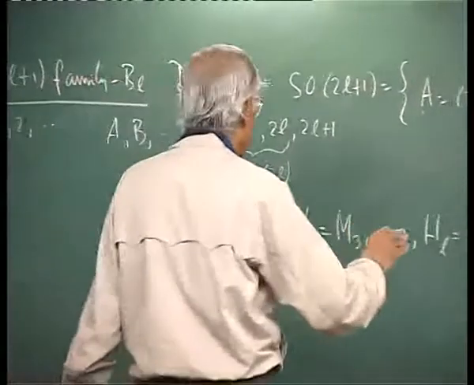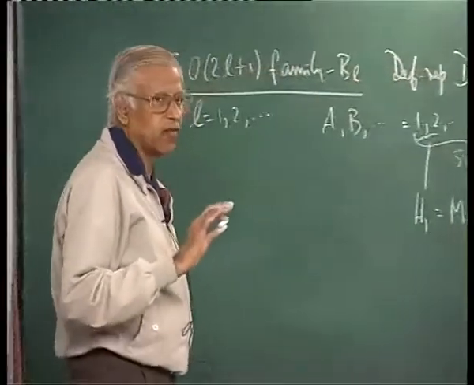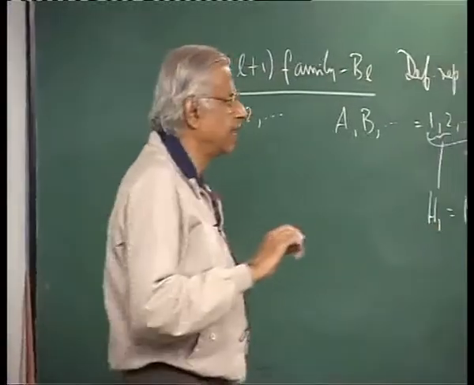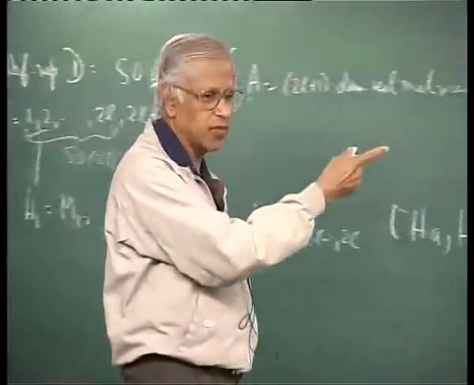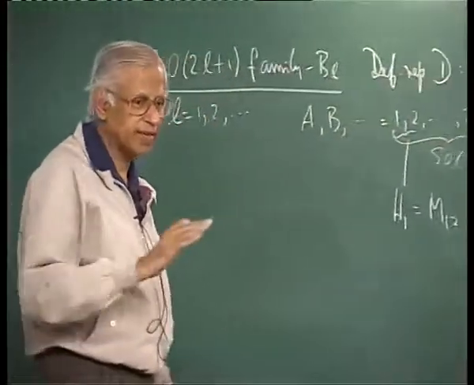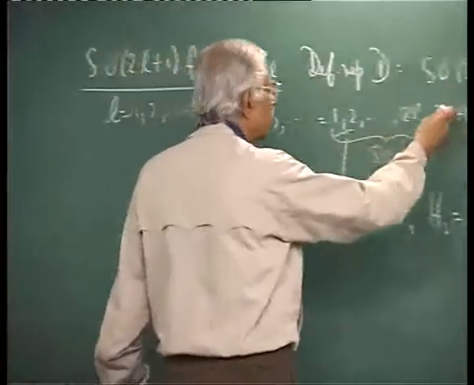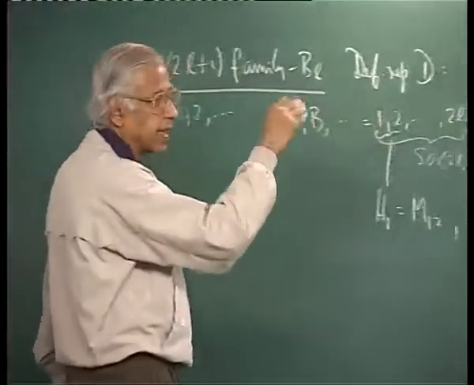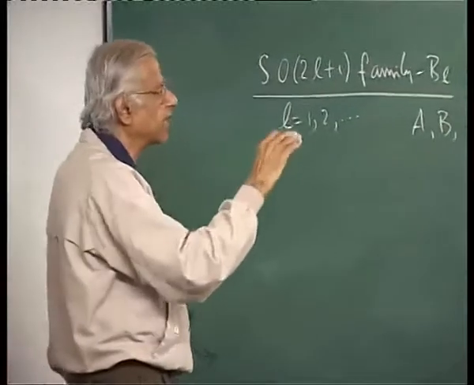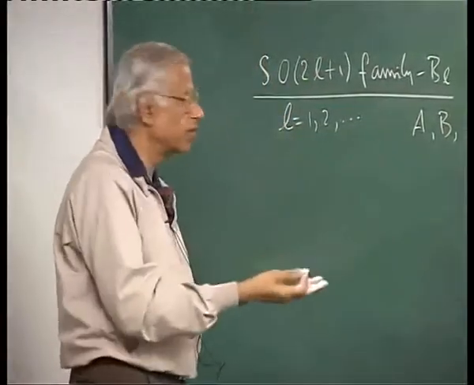Since these generators are the same, it follows that whatever roots we found for SO(2L) will also be roots here. That part of the calculation is unaffected. If you just ignore the value 2L plus 1, the last dimension, and look at M_AB for A, B running from 1 to 2L, everything we did before will work.